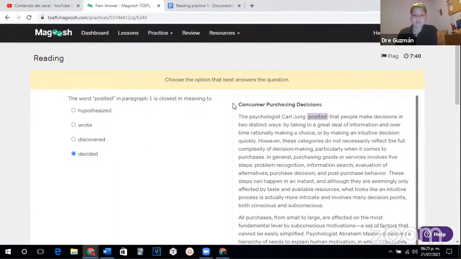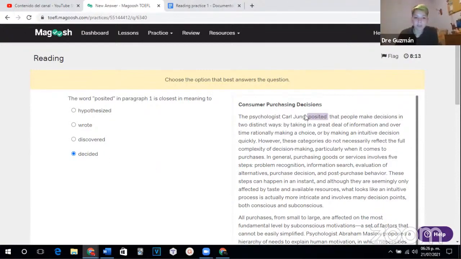Okay, so these are the types of questions where they're going to ask you to interpret a word in the text. Now, if you don't always know the meaning of the word on its own, it's always best to look at context. So, Carolina, can you read the first question, the options, and you tell us what you think the answer is, please? Okay, Miss. The word posited in paragraph 1 is closest in meaning to, I think, decided.